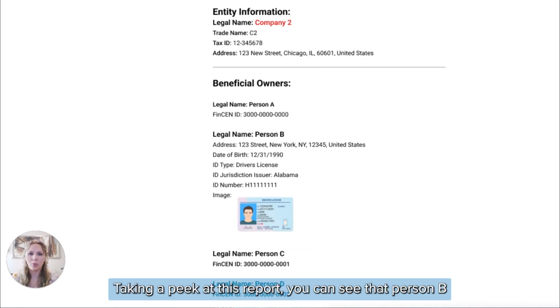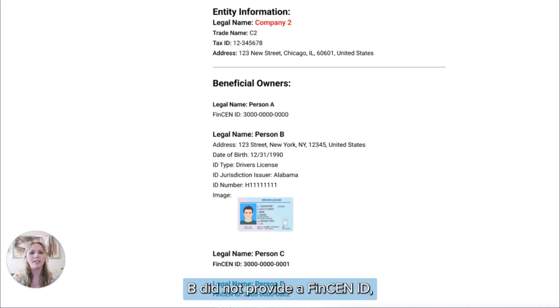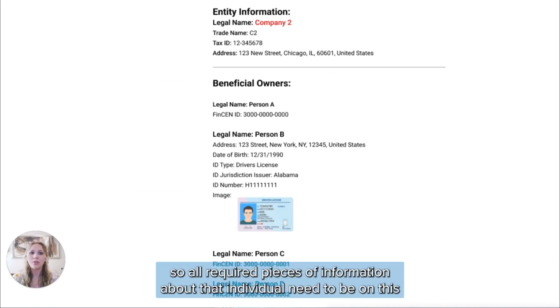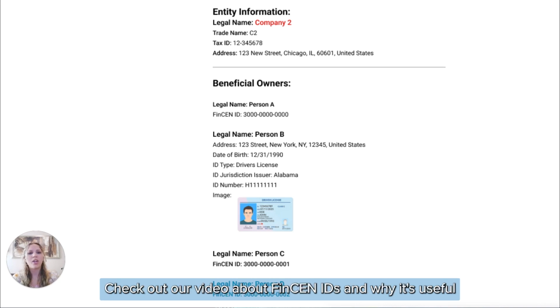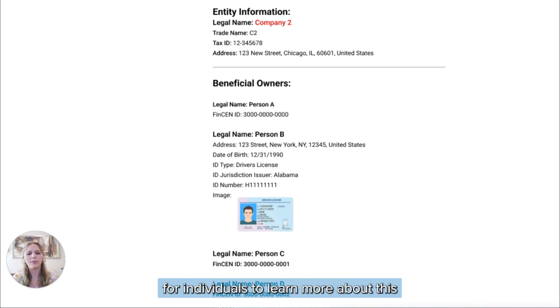Taking a peek at this report, you can see that Person B did not provide a FinCEN ID, so all required pieces of information about that individual need to be on this report and any others that the individual is on. Check out our video about FinCEN IDs and why it's useful for individuals to learn more about this.